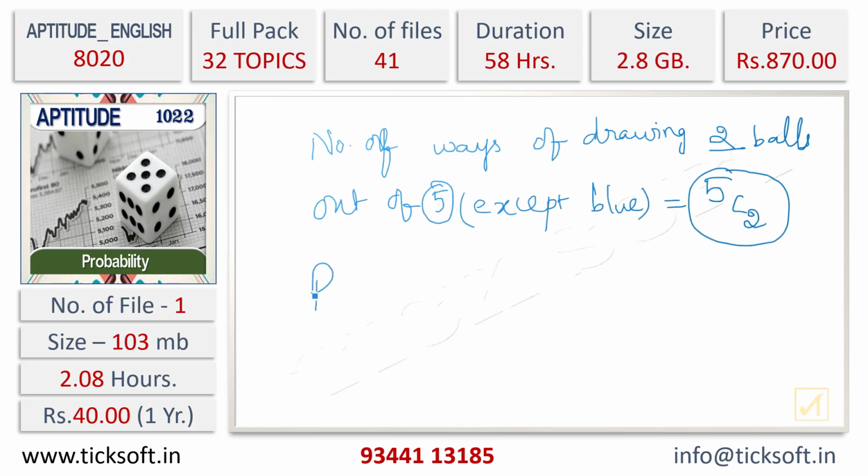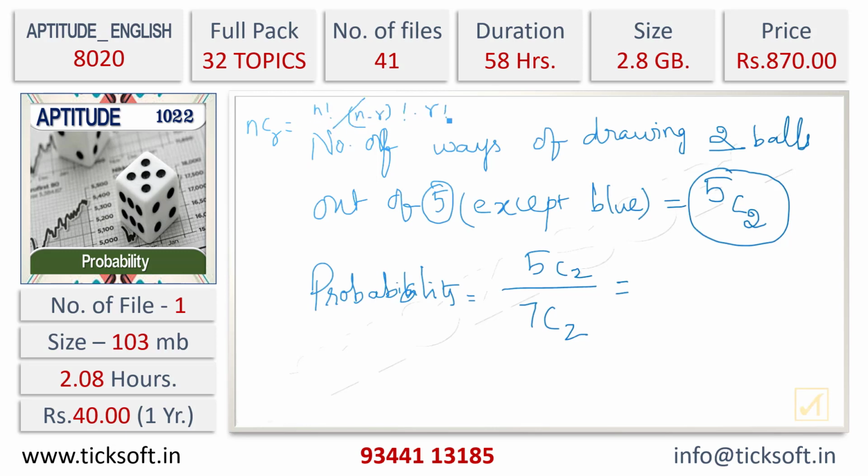Hence the probability will be equal to the number of favorable outcomes 5C2 divided by the total number of outcomes 7C2. So this is the required probability. We already know the formula for finding nCr. What is the formula? It is n factorial divided by n minus r factorial into r factorial.